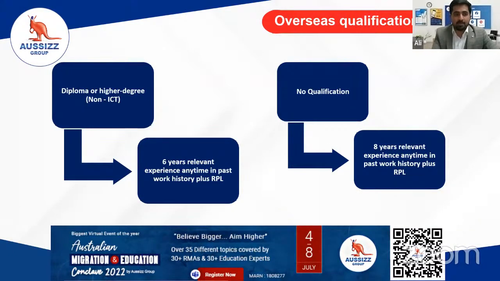Then coming towards applicants who do not have a relevant qualification or don't have any qualification at all. Now, if someone has a diploma or higher degree and it is not in ICT, for example, a diploma of business, they need 6 years of relevant experience anytime in the past, plus they will have to write an RPL application, recognition of prior learning. So they have to write projects, they have to demonstrate their competency here. ACS has provided a template, and a way where you use the projects you have done and explain how you are competent in that particular occupation that you are applying for.